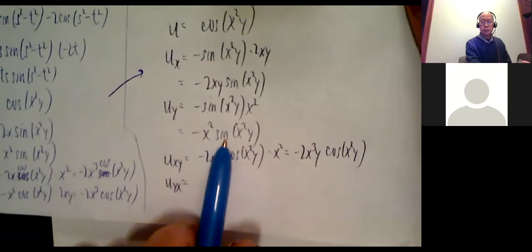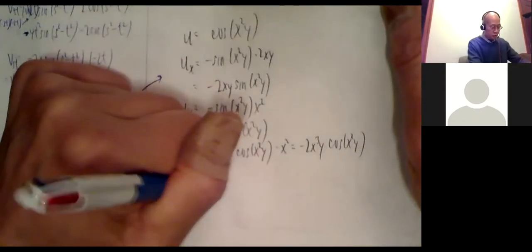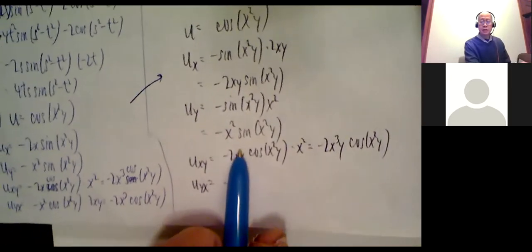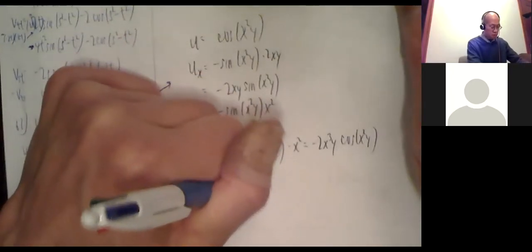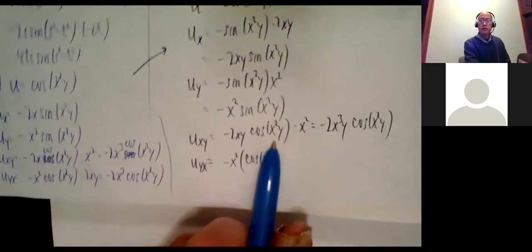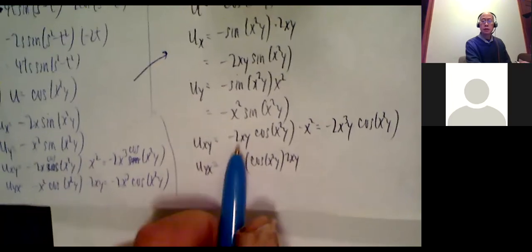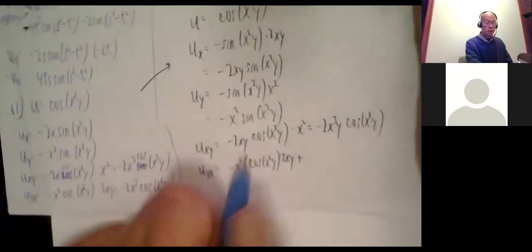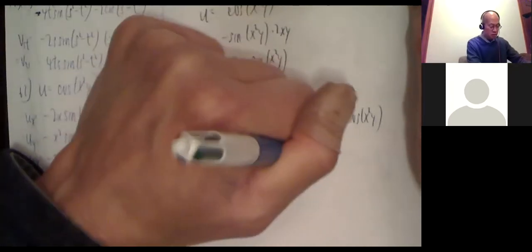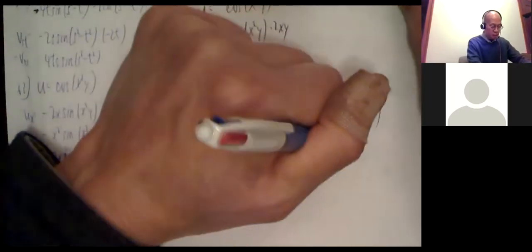All right, u sub yx. Start off with this. Differentiate with respect to x. Okay, product rule. First function, negative x squared, times the derivative of the second. So derivative of sine is cosine x squared y times the derivative of the inside with respect to x, 2xy. Plus the second. So this is the second function, right? Sine x squared y times the derivative of the first. So the derivative of negative x squared is negative 2x.